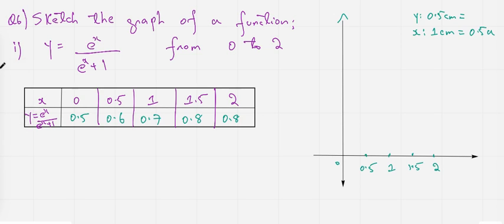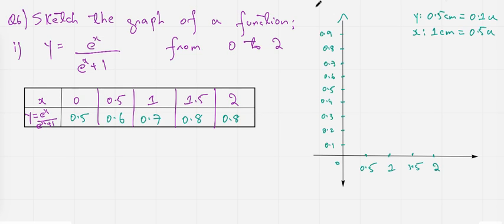Of centimeter equals 0.1 unit. Alright, so it's going to be 0.1, 0.2, 0.3, 0.4, 0.5, 0.6, 0.7 and 0.8.